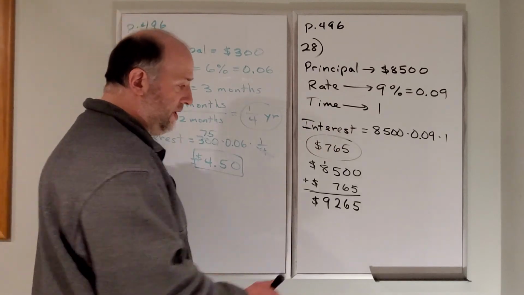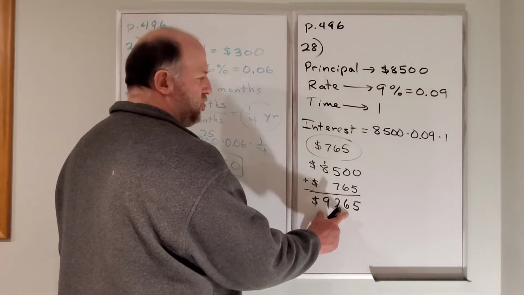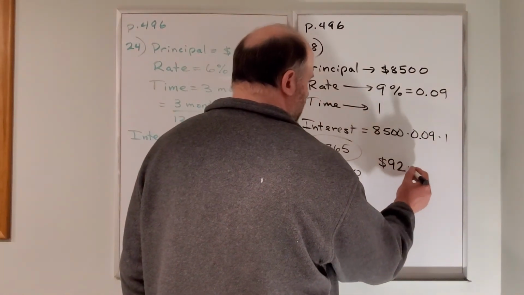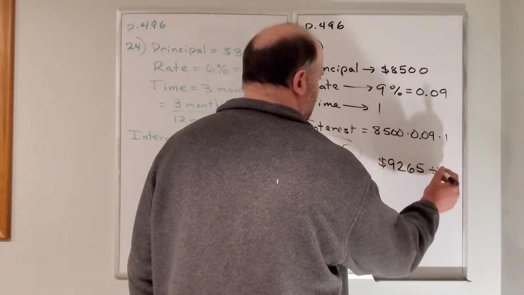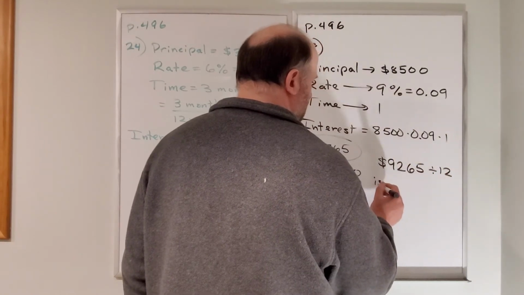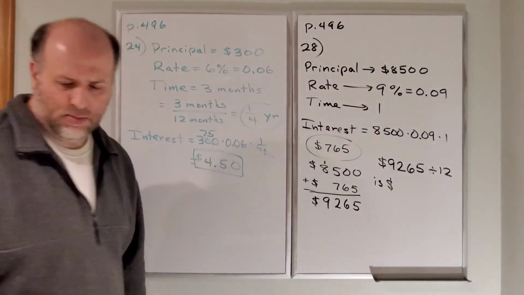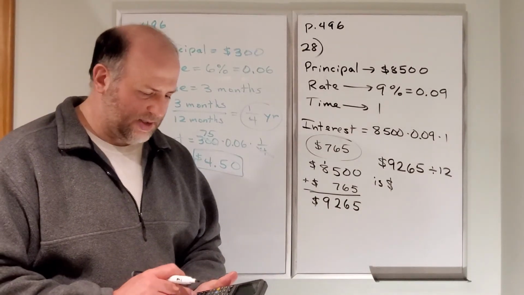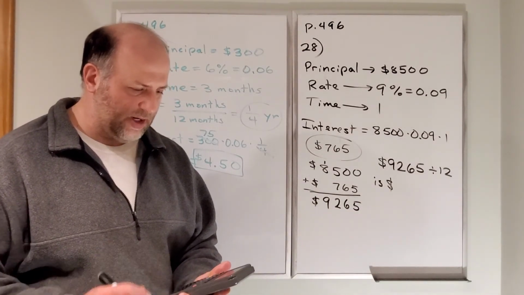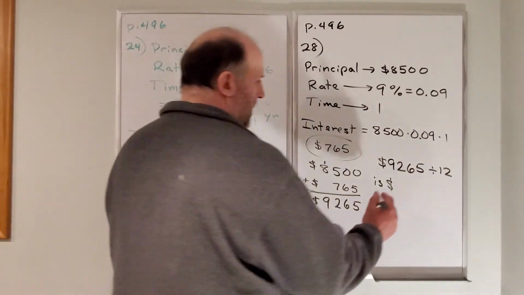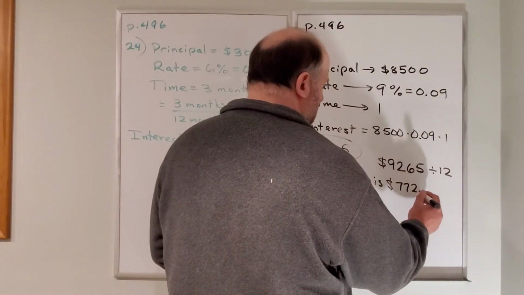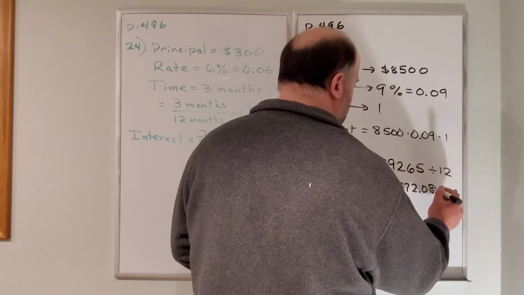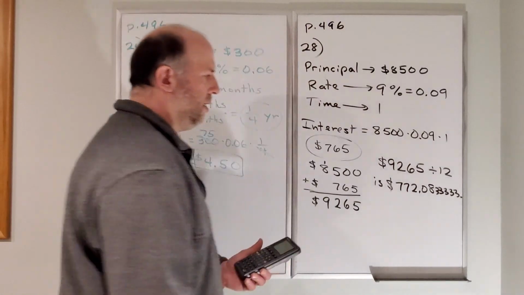So what do we need to do? We simply need to divide this amount by 12 and round to the nearest penny if necessary. Okay, well again, use your calculator for this. 9,265 divided by 12, I get 772.08, and then I just get 3 repeating, on and on and on.